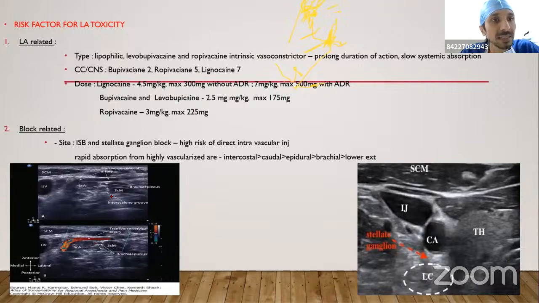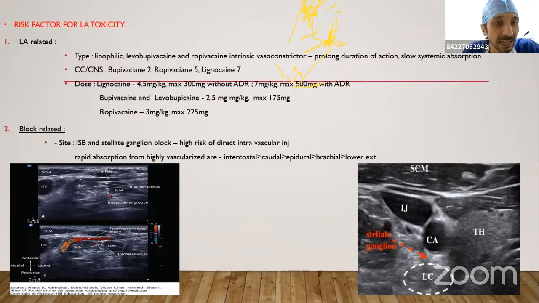What are the risk factors for local anesthetic toxicity? It can be local anesthetic related, the type of local anesthetic, lipophilic drugs. Levobupivacaine and ropivacaine are intrinsic vasoconstrictors, which can prolong the duration of action and can slow the systemic absorption. There is a cardiovascular collapse to CNS ratio, wherein the lower the ratio means more the cardiac toxicity. So bupivacaine, which has a ratio of 2, is more cardiotoxic as compared to ropivacaine and lignocaine. Then comes the dosing of lignocaine, bupivacaine, ropivacaine, the maximum tolerable doses, which would relate to the peak plasma levels of local anesthetics.